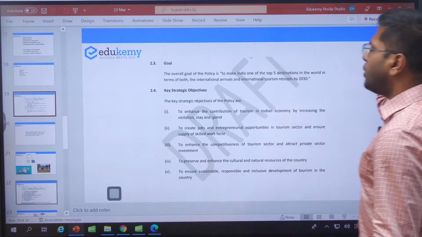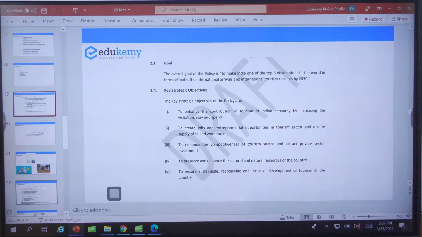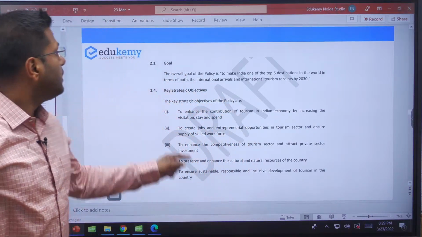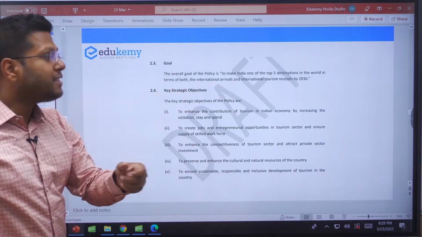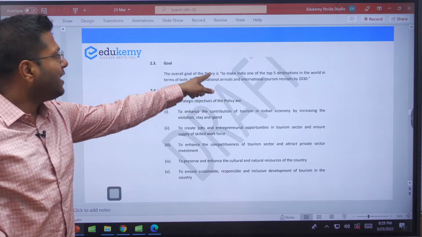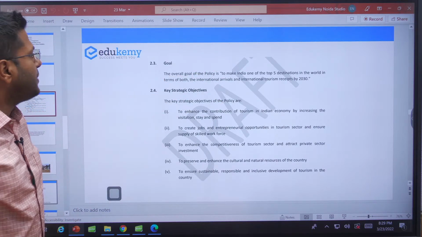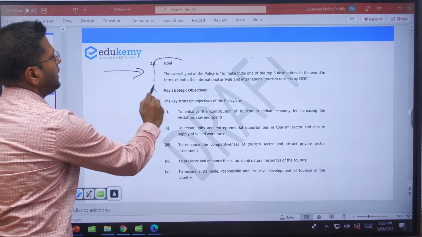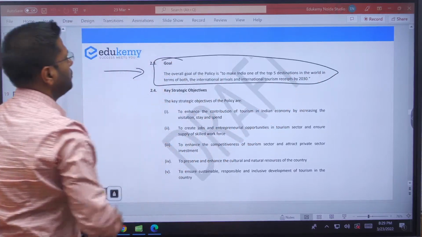As part of the tourism policy, the goal is to make India one of the top 5 destinations in the world in terms of both international arrivals and international tourism receipts by 2030. So, international tourism receipts and international arrivals, making India in the top 5. That has been the goal for the next 10 years, right? This is one of the goals.